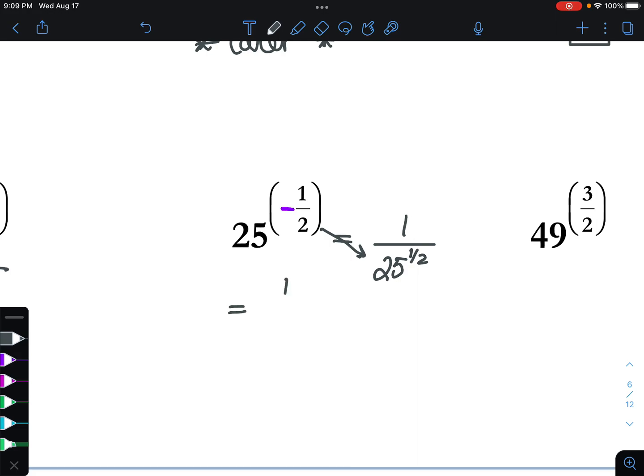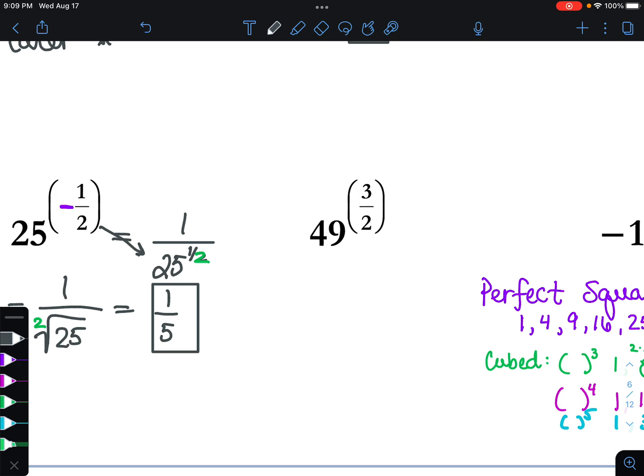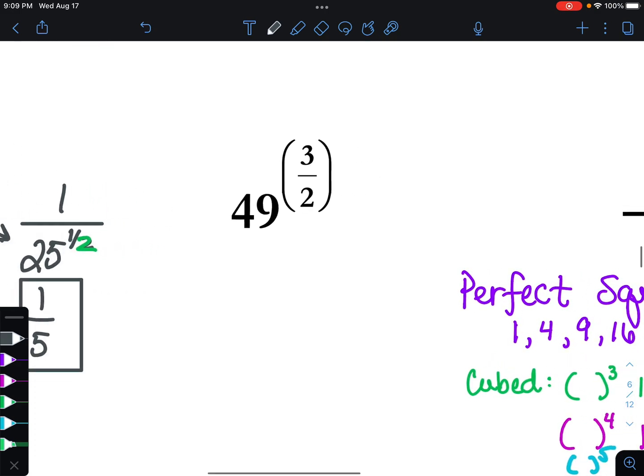and then from there, we can convert to a radical. So this is the square root, bottom out, right? The square root of 25, we get 1/5. All right, and this one will be the last one as far as evaluating or simplifying.